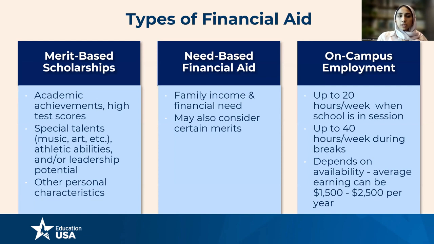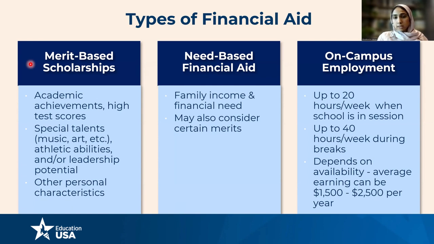So these are the 3 different types of financial aid. So number 1, something that I mentioned before, merit-based scholarships. Academic achievements and high test scores will help you qualify for merit-based scholarships. You can also qualify for different merit-based scholarships, such as those catered towards students who excel in art, music, or athletic abilities.